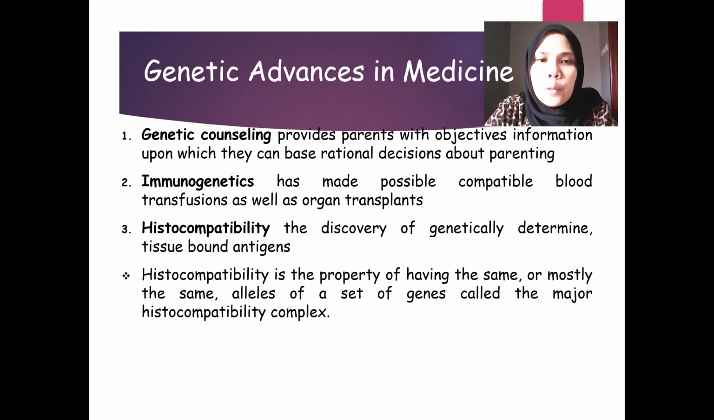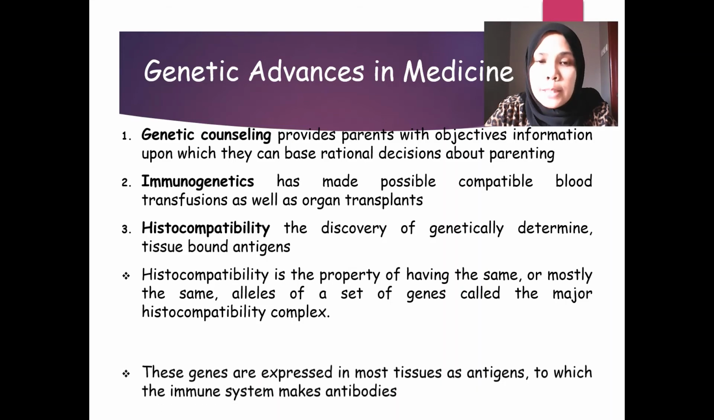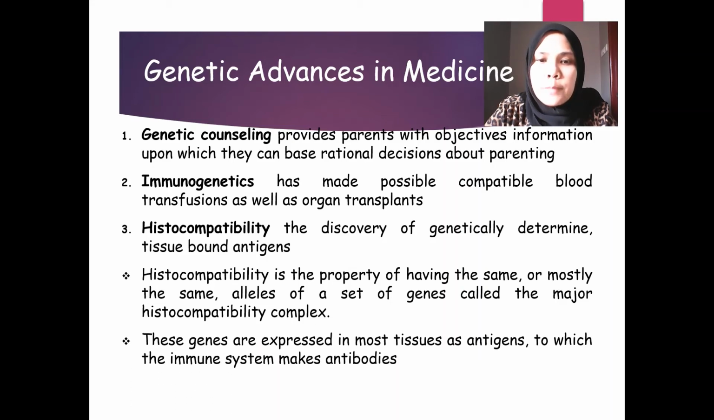And this histocompatibility is a property of having the same or mostly the same alleles of a set of genes called the major histocompatibility complex. These genes are expressed in most tissues as antigen, and the immune system makes antibodies.